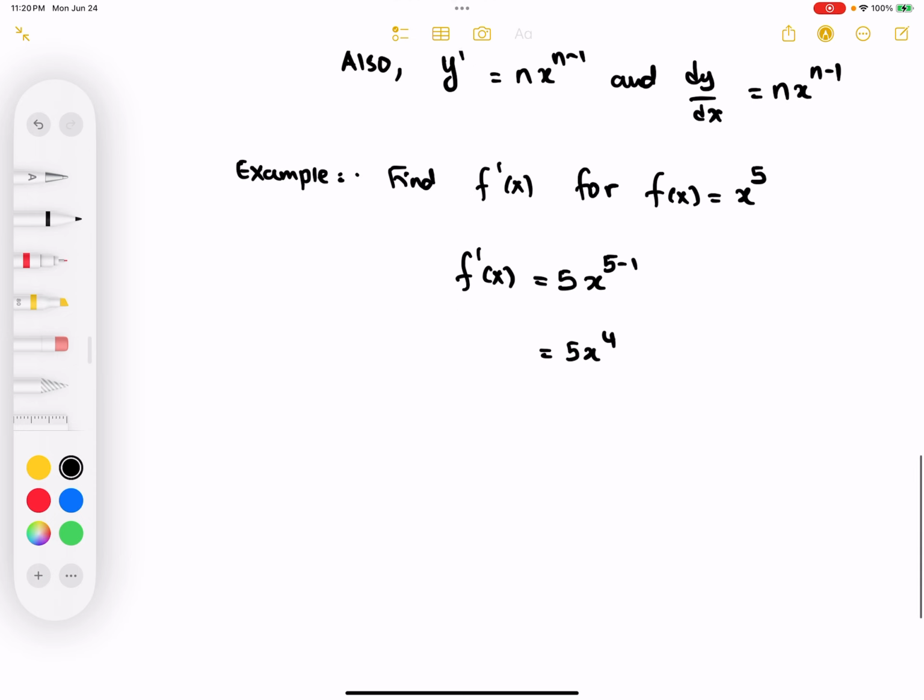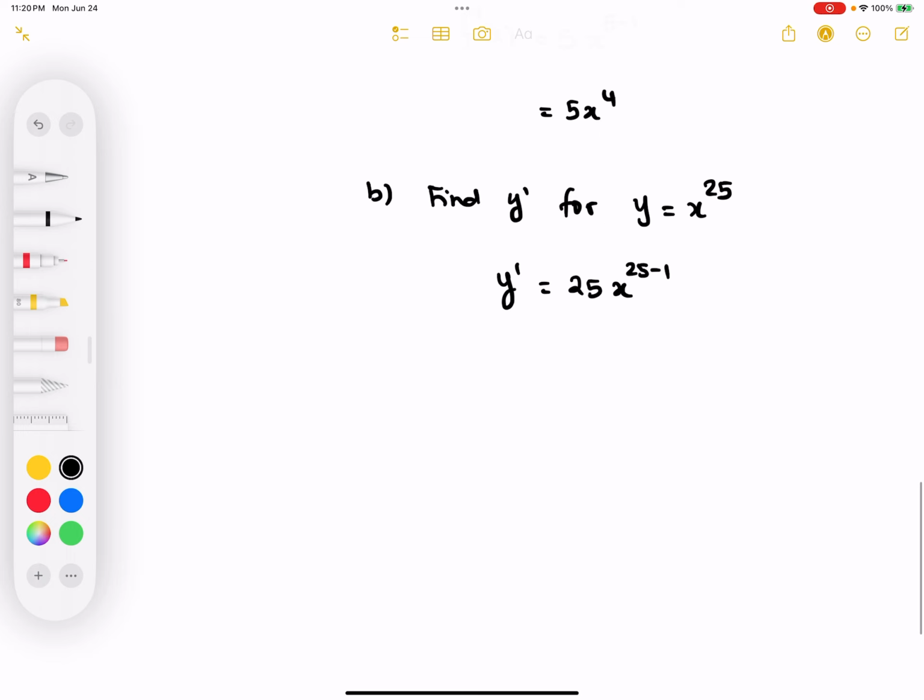Let's see, this is A. Another example, find y prime for y is equal to x to the 25. So y prime is 25 down, x to the 25 minus 1. This becomes 25x to the 24. Right, let's add more examples.